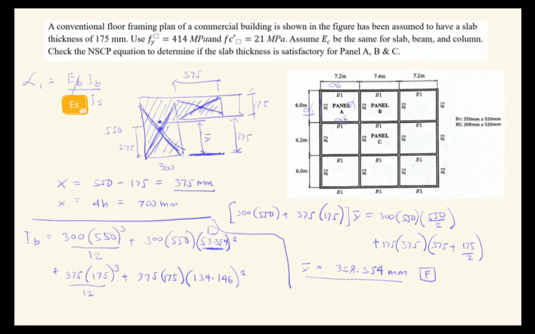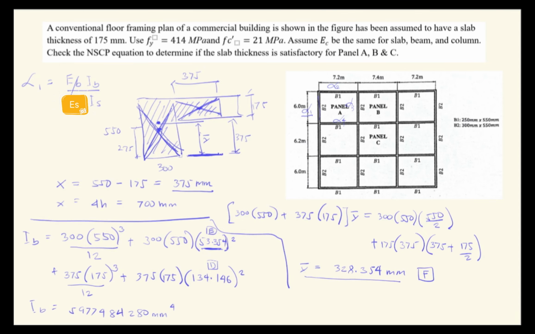Let us say this is in memory E and this is in memory D. Hence, IB is equal to, this is the value for IB. Okay. And say, let us store this in memory C.